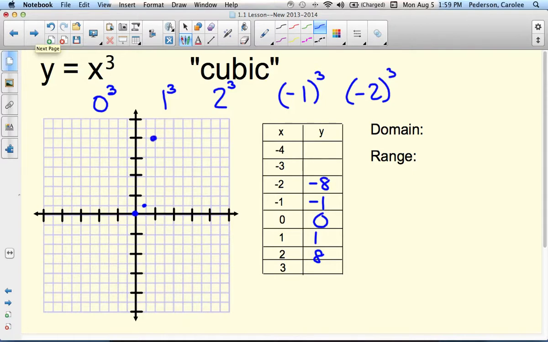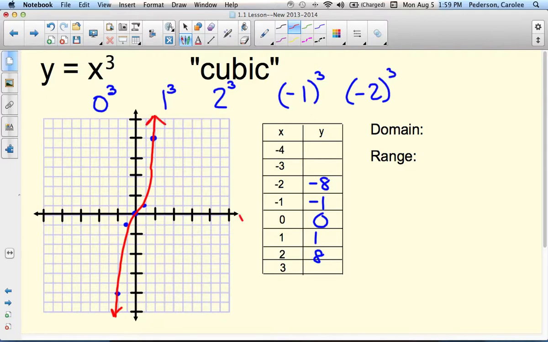And then left 1, down 1. Left 2, down 8. So here is our snake. It rises on the right and falls on the left.